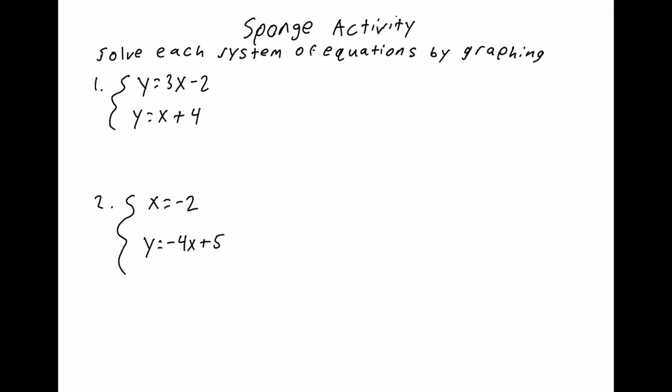And then number 2, x equals negative 2 and y equals negative 4x plus 5. I need to see the graph on both of these, so just make sure on that. And then give me your answer where they intersect. Graph them both, and then see where they intersect, and that's your answer.